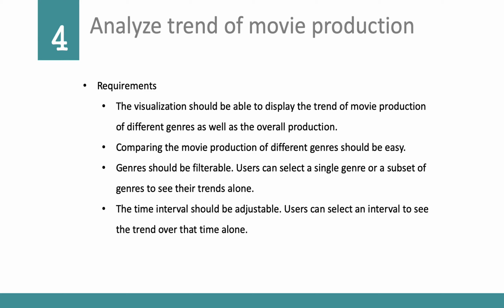First, the visualization should be able to display the trend of movie production of different genres, as well as the overall production. Second, comparing should be easy. Third, genres should be filterable. Last but not least, the time interval should be adjustable.